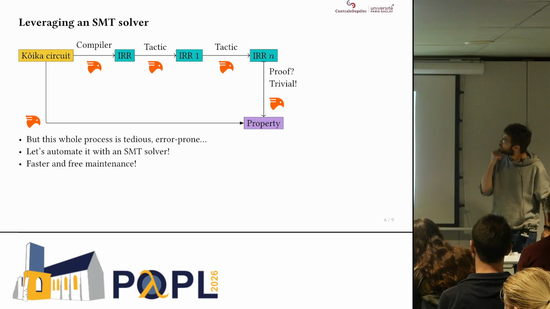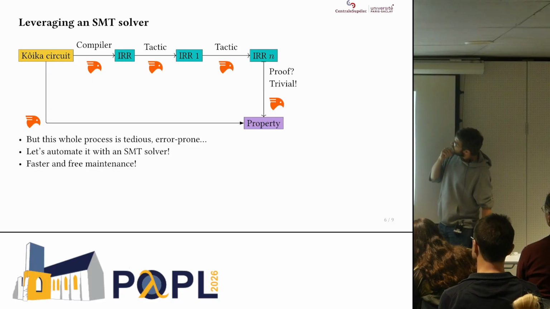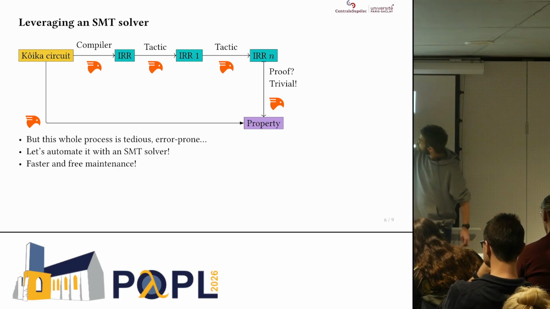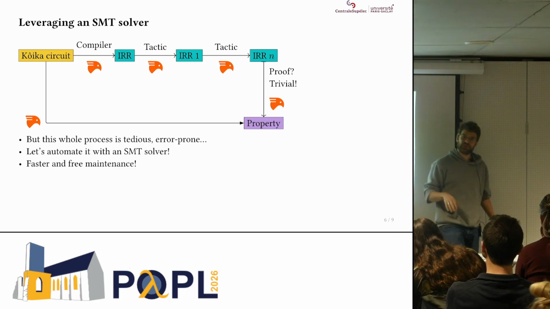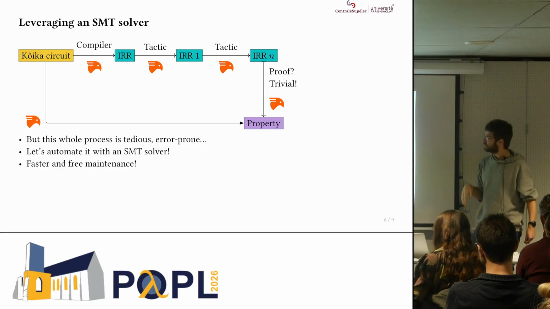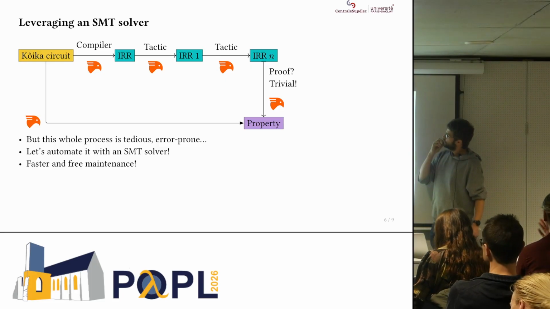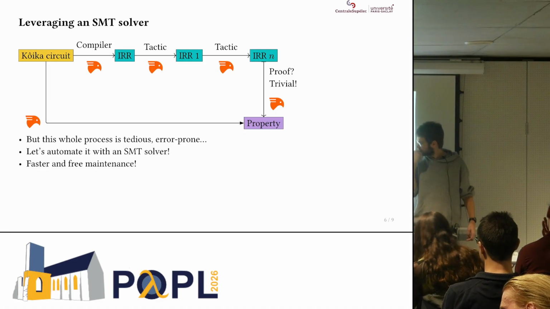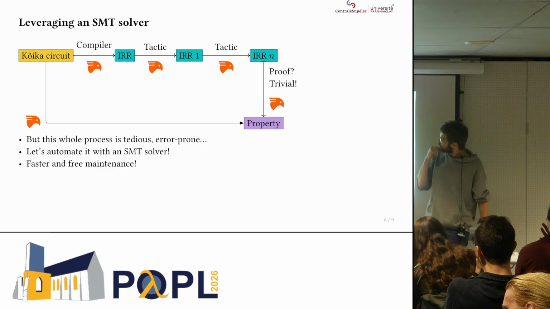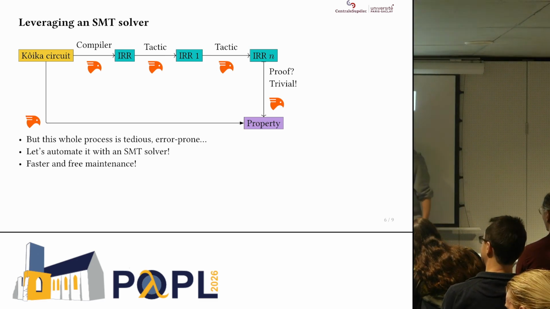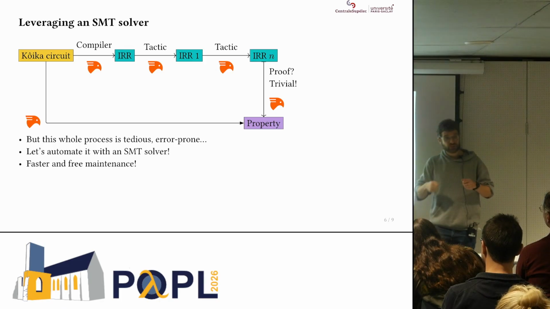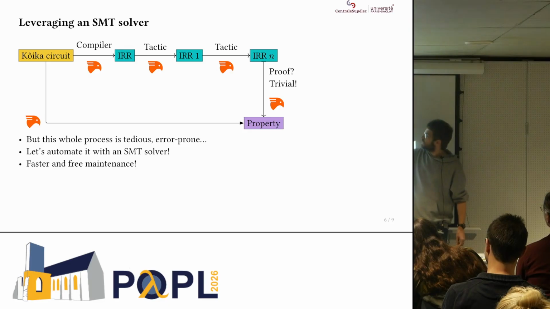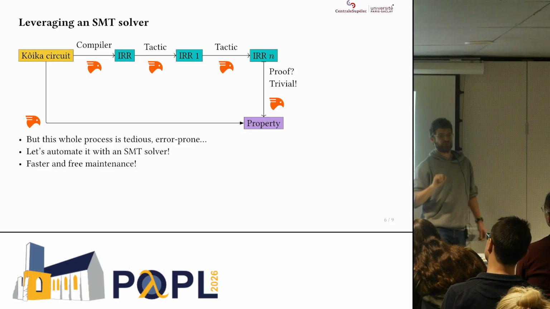Going back to how we prove stuff, actually this long chain, here we go from 1 to n, but n could be hundreds. We could have hundreds of tactics to call, and it's manual work and it's tedious. What we want to do is automate this part, because every time we change the processor, the Kôika circuit here, we have to at least adapt all that, and we don't want to do that.